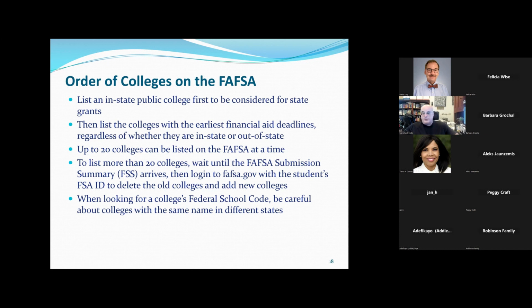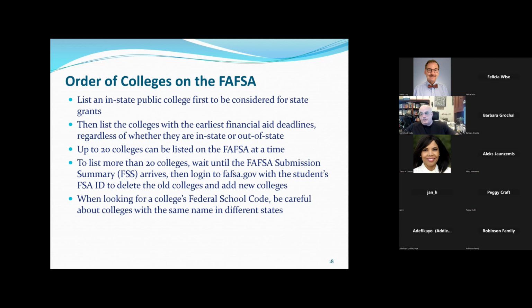Now, this year, everything is up in the air because the FAFSA is delayed. So the colleges are going to have to be accommodating for late FAFSAs being filed. This year, the number of colleges listed on the online FAFSA has increased from 10 to 20. Now, you really shouldn't be applying to more than 20 colleges. But if you are, you can list more than 20 colleges by deleting the old colleges and adding the new colleges after the old colleges receive your FAFSA information.